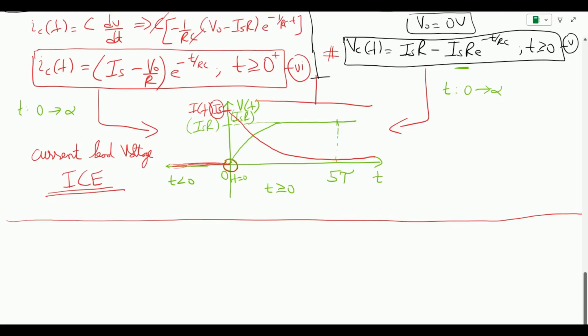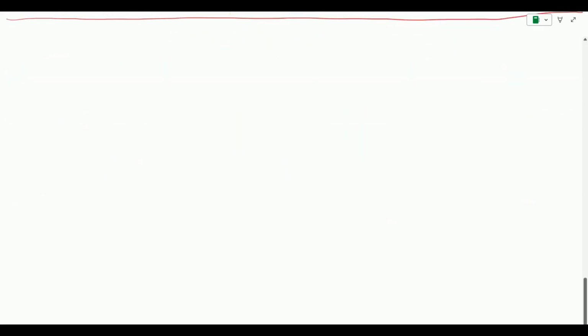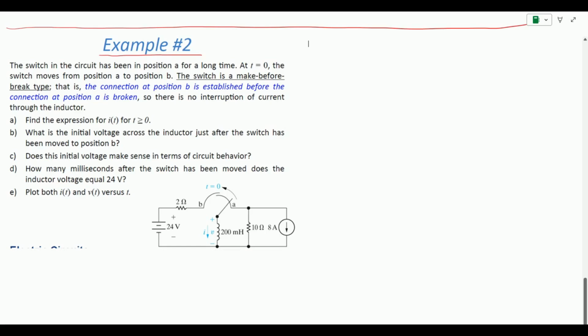Now let us look at an example and see how we can solve problems associated with RC and RL circuits. Let us look at an example on how to understand how the step response of an RL or RC network works. In this example, we have been given this circuit, and we can see we have an independent voltage source of 24 volts, then a 2 ohm resistor, and then a switch.